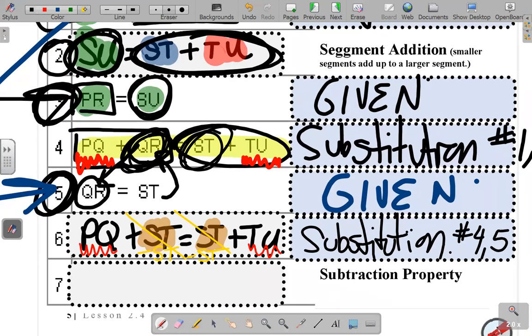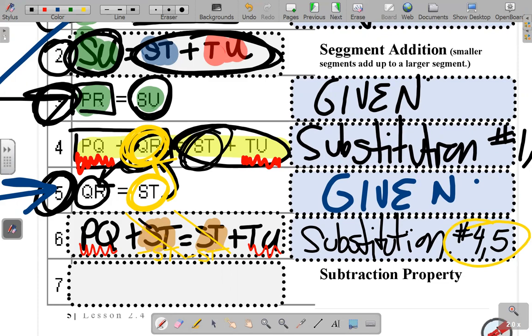Okay, how did we swap? We took out QR from line 4 and we put what in its place from line 5. So we used lines 4 and 5. Yes, sir. Absolutely. Good catch, Mr. Burns, asking, can I swap out the other way? Absolutely, doesn't matter.